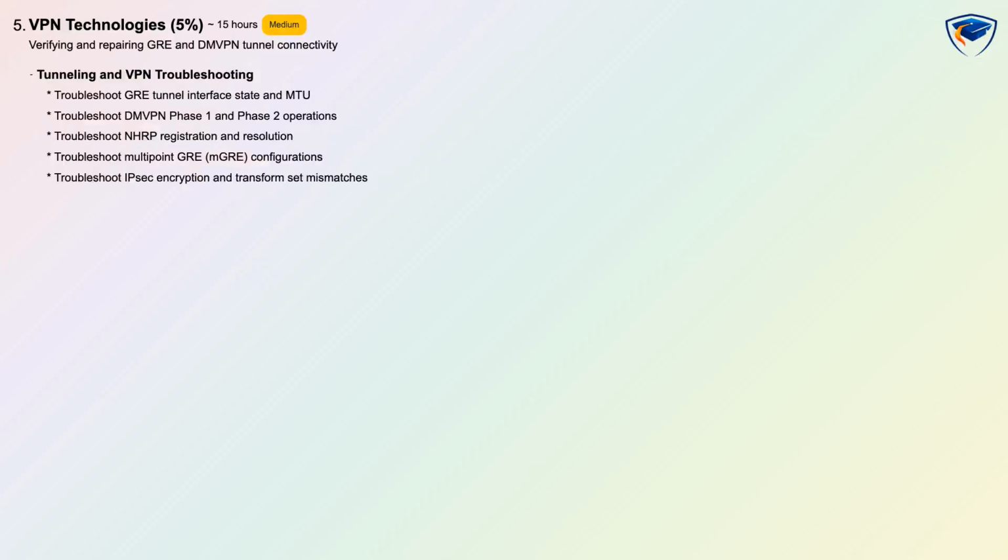VPN technologies make up 5%, are medium difficulty, and recommend about 15 hours of practice with scenario tasks. You will verify and repair GRE tunnel interface state and MTU issues and handle multi-point GRE configurations. The syllabus covers DMVPN Phase 1 and Phase 2 operations with NHRP registration and resolution troubleshooting. You also troubleshoot IPsec encryption problems and transform set mismatches to restore secure tunnel connectivity.